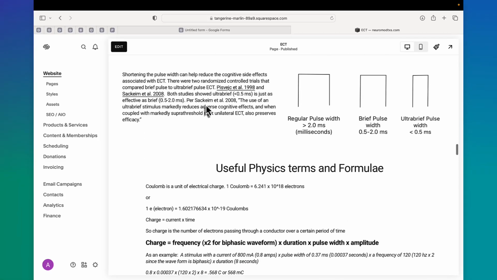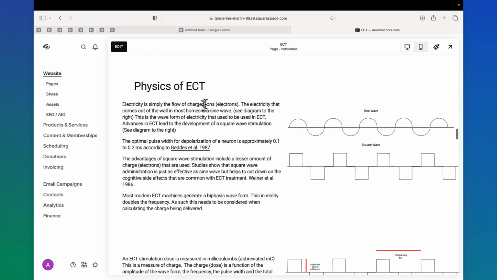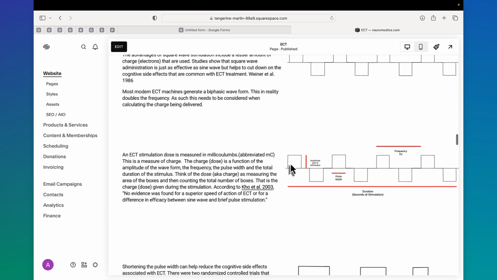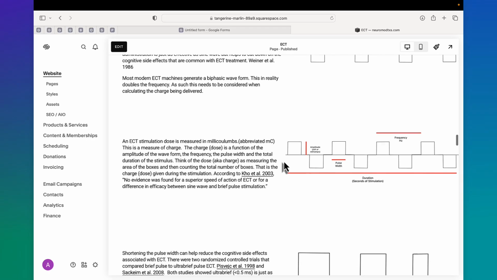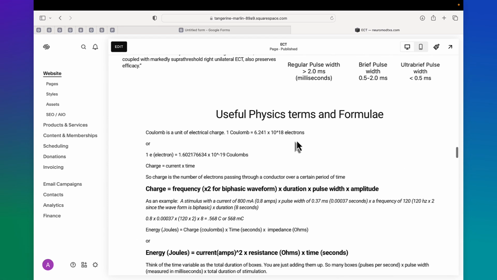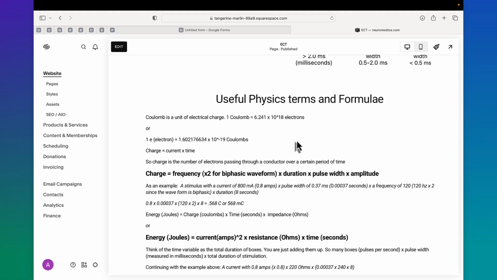Okay, welcome back, everybody. In the previous lecture, we went over some basic physics associated with ECT. Specifically, we looked at old ECT machines that used to use a sine wave, and this is how electricity comes out of any wall socket as a constant flow of electrons, versus a square wave, which is what most ECT machines and practices utilize. And again, the rationale for using a square wave as opposed to a sine wave is that it helps to substantially cut down on the number of electrons passing through the brain, which helps to reduce the cognitive side effects, specifically the retrograde and anterograde amnesia that is all too often associated with ECT.